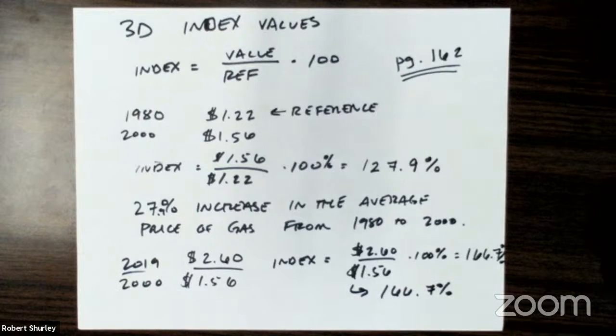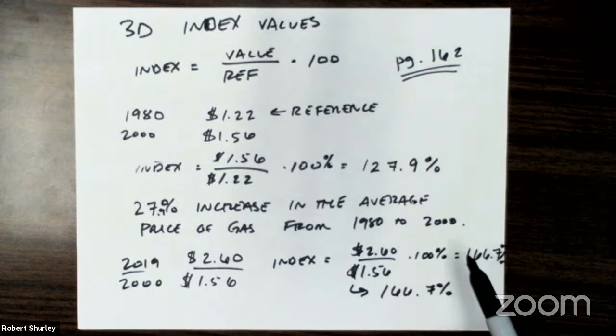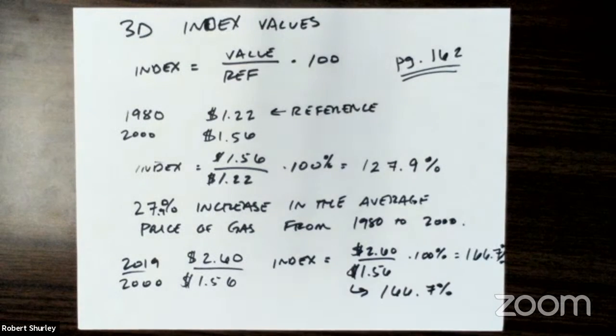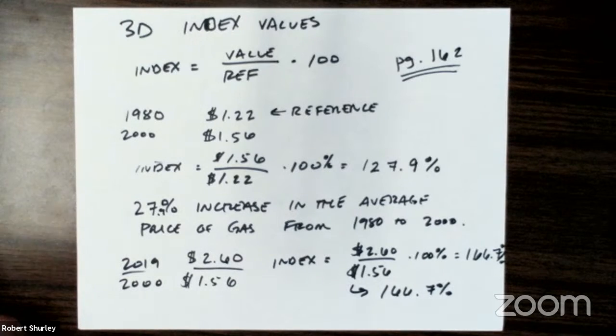So really, it increased 66%, right? The price of gas increased 66% if you want to think of it in that way. If it would have stayed the same, it would have just been 100%. So it increased really 66%. It's 66% more than 2000. Okay, you can kind of see that the book does this on page 163. Those are just really good examples and good interpretations, I should say, as well.